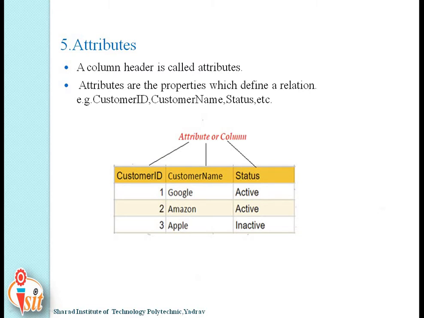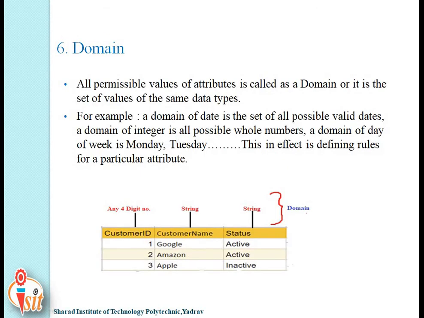Recall that the entities are nothing but relations, and their attributes are nothing but the columns of that relation. So relations hold information about the objects to be represented in the database.